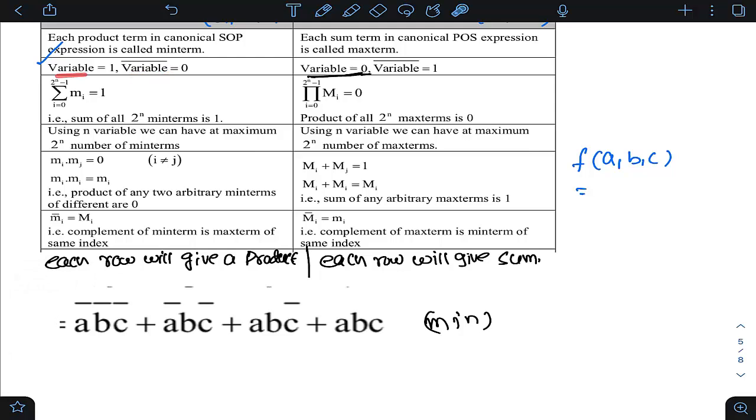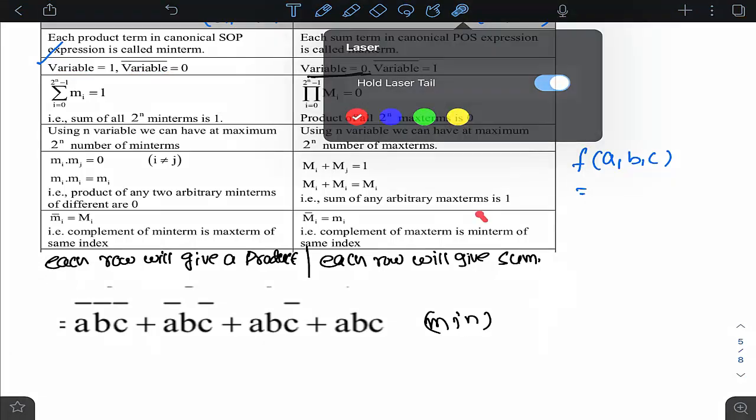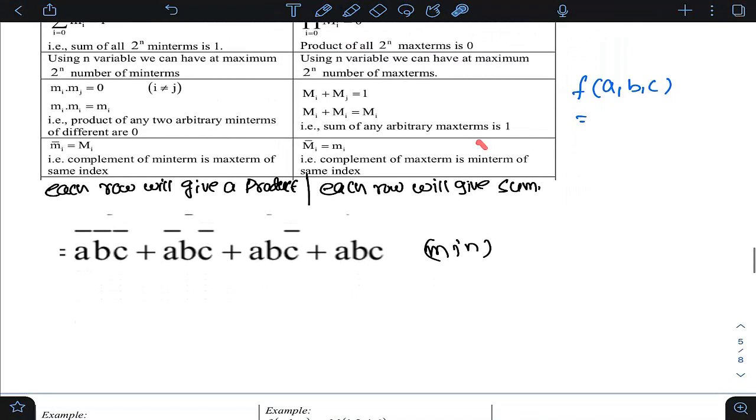Variable means you have to take it as 1. Variable complements means it is 0, 0, 0. So I am now telling you, if you have an expression, how to write its corresponding equivalent form. Here A bar means 0, B normal form it is 1, C bar is 0. And here it is A, B normal form 1, 1, C bar means 0. So here it is 1, 1, 1.